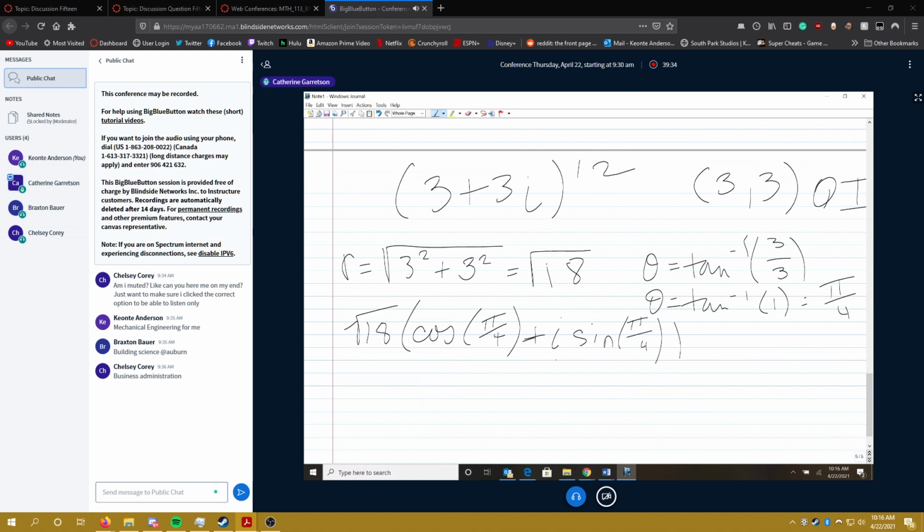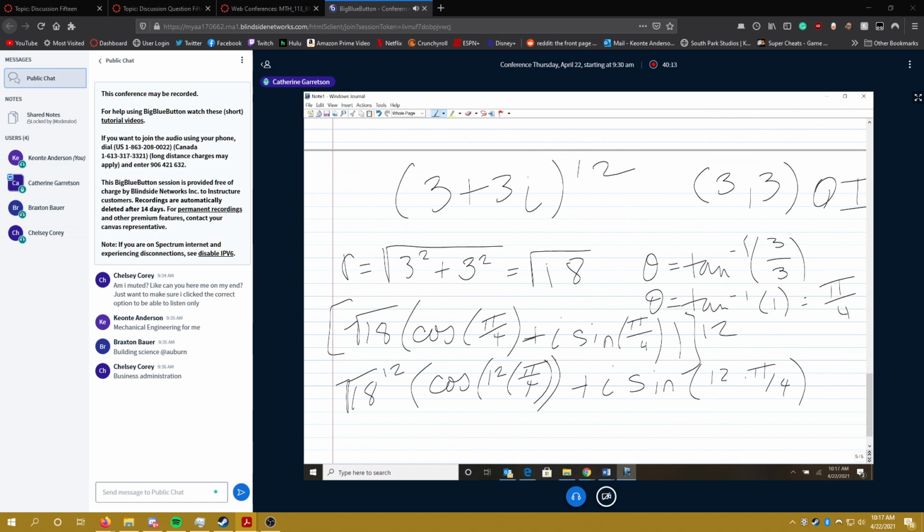So I want to raise all of this to the 12th power. If I'm raising all of this to the 12th power, then I raise the square root of 18 to the 12th power, but I multiply the angle by 12. So this would be the cosine of 12 times pi over 4 plus I sine 12 times pi over 4. That turns out to be 3 pi, right?